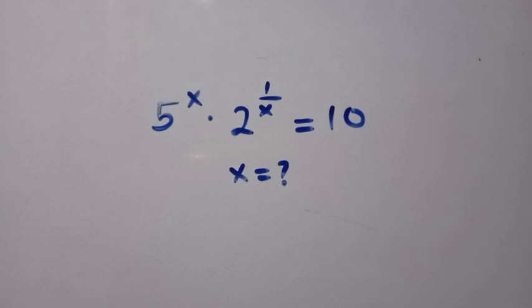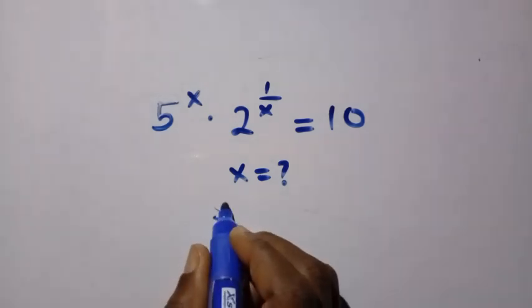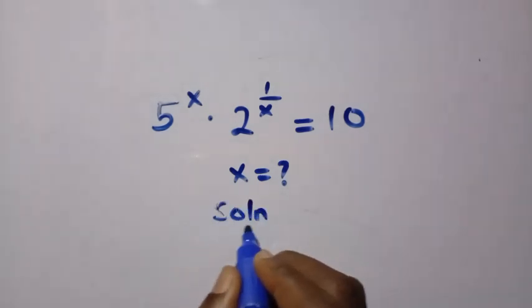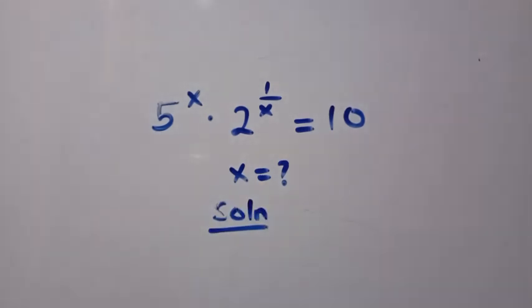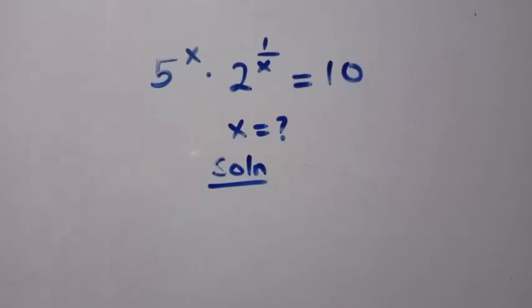It's very simple because we are going to be getting 2 answers for this, and both of them satisfy this question. So let's see how we can do that. From here, let's consider the solution first. We are given 5 power x multiplied by 2 power of 1 over x equals 10.